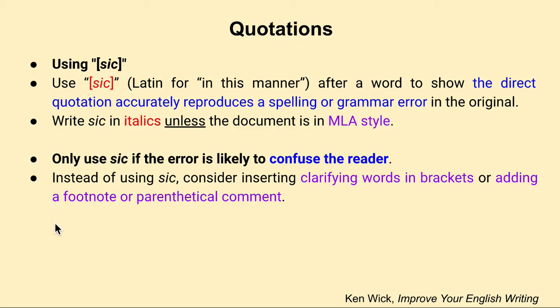Instead of using sic, consider inserting a clarifying word in brackets. Remember, we talked about inserting comments into a direct quotation, and if you do, use brackets. So instead of using sic, insert some clarifying words, or maybe the correct word, in brackets. Or add a footnote, or make a comment in a footnote or a parenthetical comment. Basically, I would say try to avoid using sic. I would first add a clarifying word in brackets, then add something to a footnote or parenthetical comment, and if that wasn't going to work, then I'd use sic. To me, using sic is the last choice.